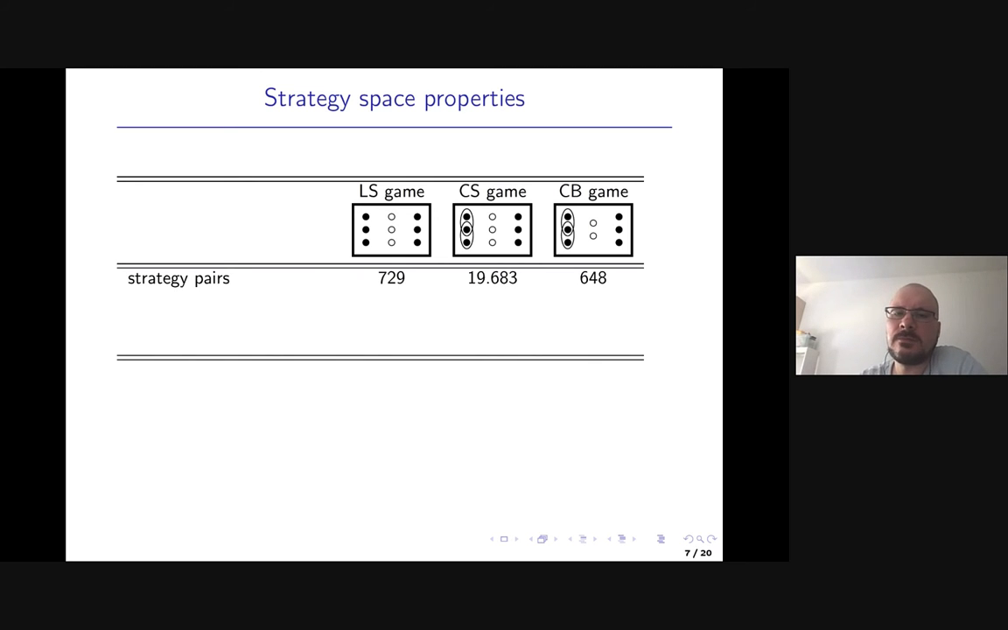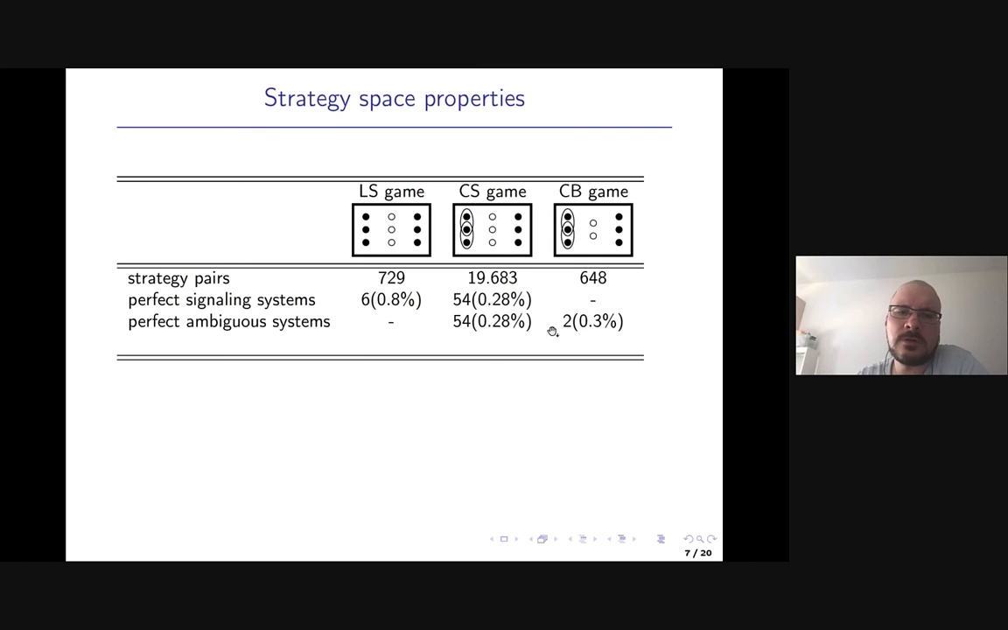You can just make a simple mathematical analysis of the numbers of strategy pairs, and you see they can strongly differ. So these are all possible mappings, including contextual cues, that you can have for a sender-receiver strategy pair. The absolute numbers are not so important, but the relative numbers of how many perfect signaling systems you have, you see it's very low compared to all possible strategies. And of course, the bottleneck game has no perfect signaling system because it doesn't have enough signals. And then this is the number of perfect ambiguous systems. And here you can see that, of course, the Lewis signaling game has no perfect ambiguous system because it doesn't have contextual cues.